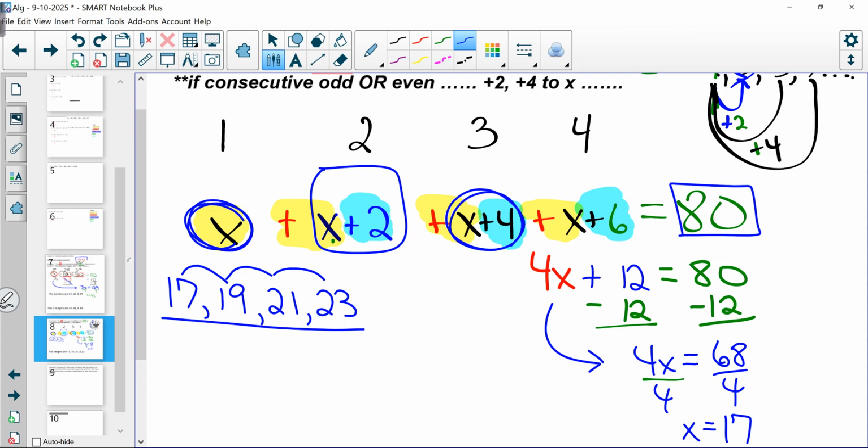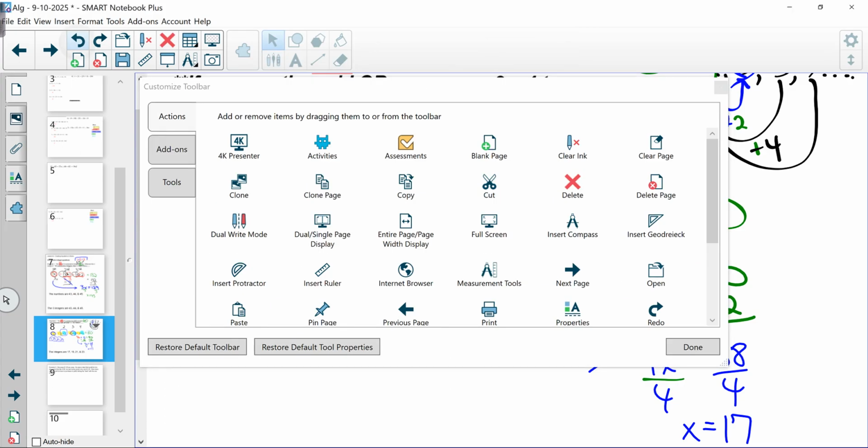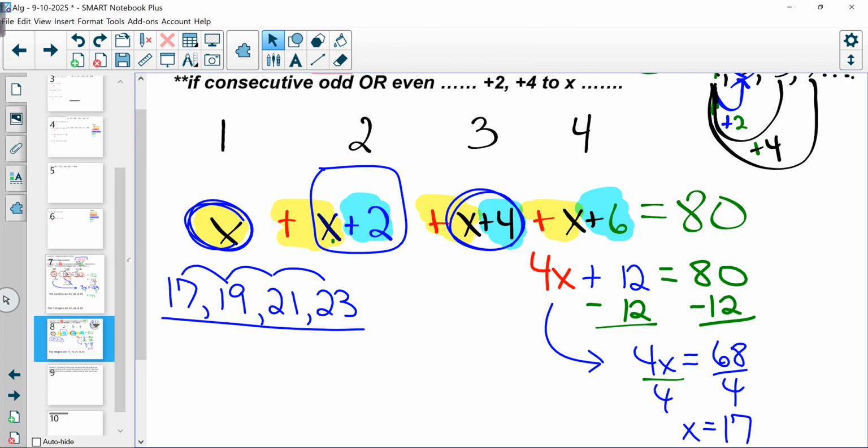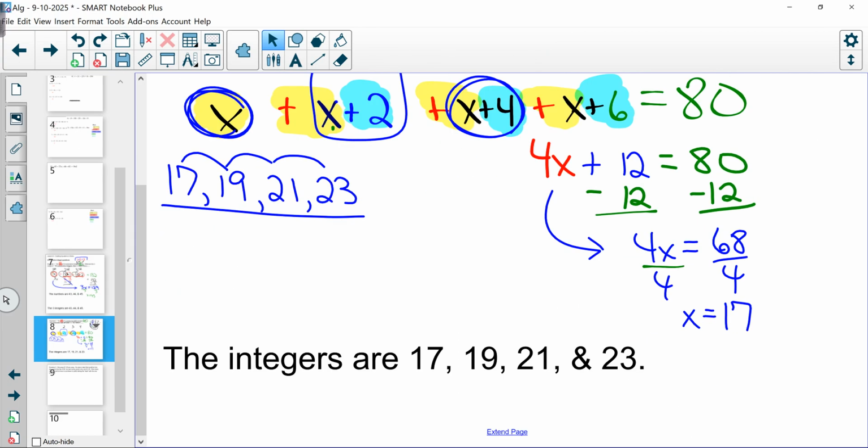What's the last thing we need to do to just wrap this up? What's the last thing? Put it into a sentence. So here we go. The integers are 17, 19, 21, and 23.